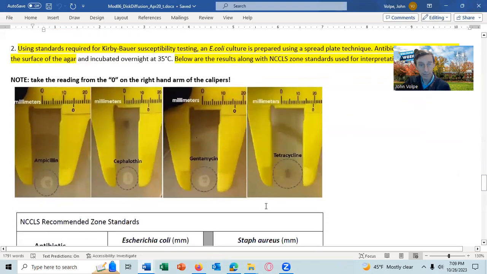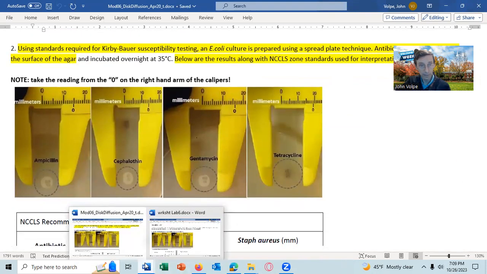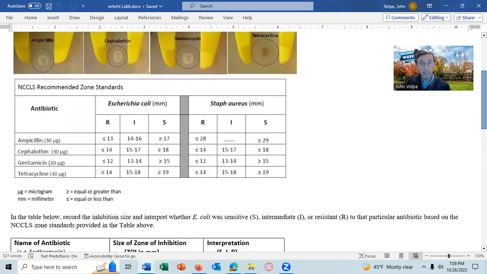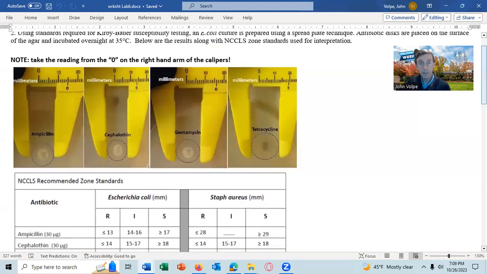And I think this is in the worksheet, so let me go to that. What you do is you measure the zone of inhibition and then look at the NCCLS recommended zone standards. We're only using E. coli, so you only need to do it for here. We don't have it for Staphylococcus aureus, and that's because I truncated the picture here. The picture would have gone off the screen if it had been both of them there.